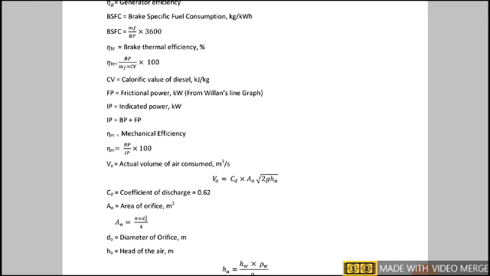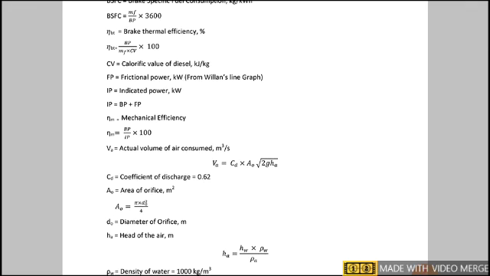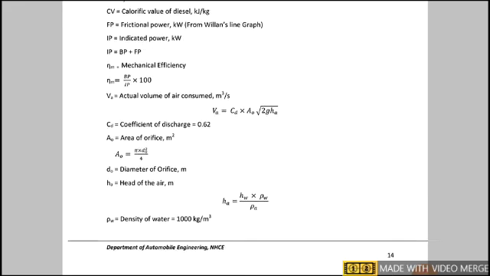Then we know the relationship IP is equal to BP plus FP. IP is the indicated power, BP is the brake power, and FP is the frictional power. So the BP will be obtained from the alternator output and the FP from the Willans line method. Once we have these two, you can find out IP. The mechanical efficiency is BP by IP.